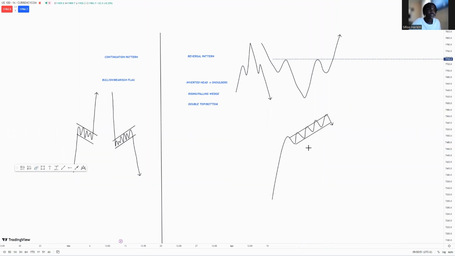And how do I spot a falling wedge? With price now dropping to the downside, right? And then price now starts doing what? Start creating that trend, that low trend, and then price does what? Price reverses to the upside.